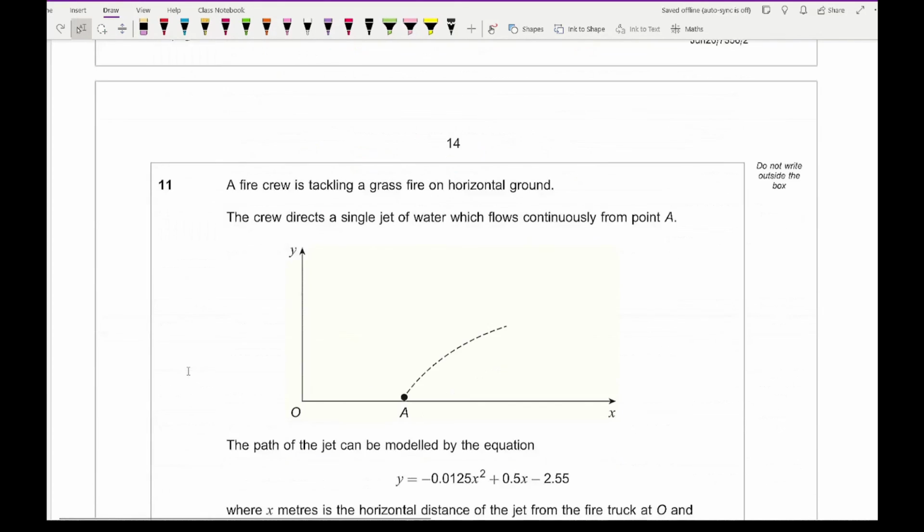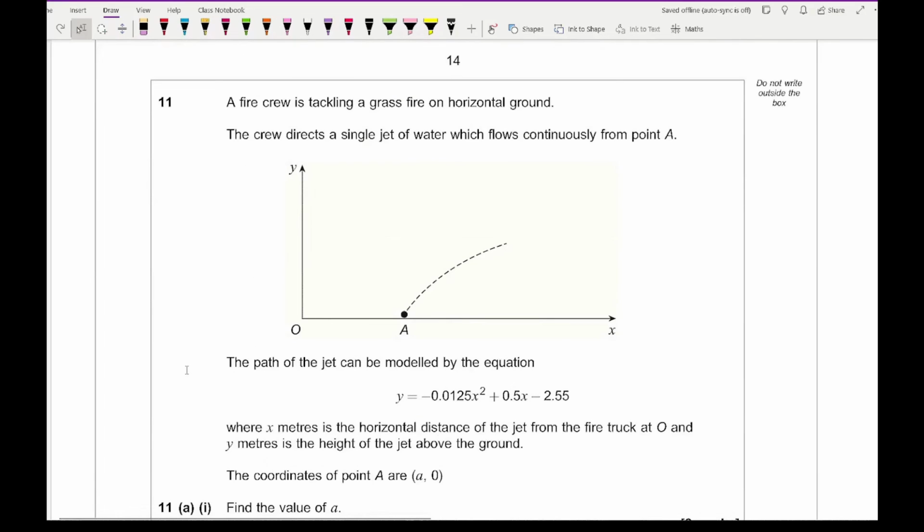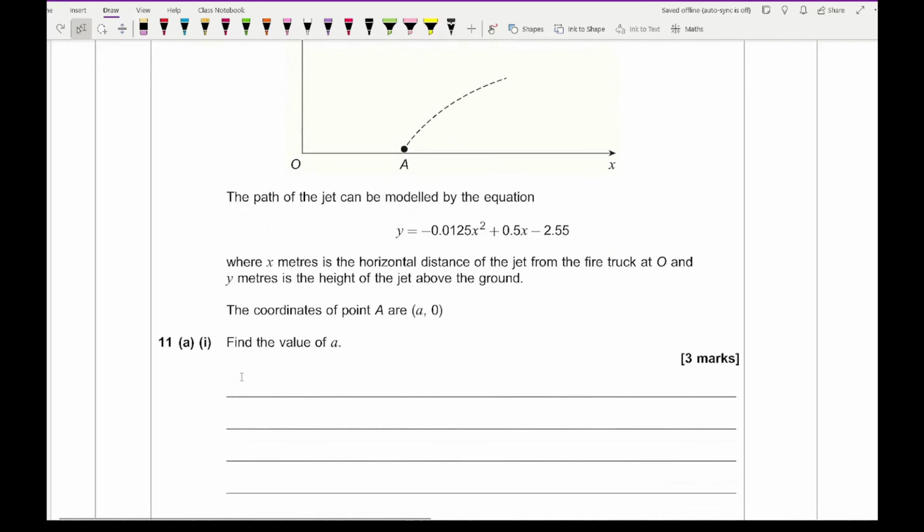Then moving on to our last question on this section A, it says that a fire crew is tackling a grass fire on horizontal ground. The crew directs a single jet of water which flows continuously from point A. The path of the jet can be modelled by the equation y equals -0.0125x squared plus 0.5x minus 2.55, where x meters is the horizontal distance of the jet from the fire truck at O, and y meters is the height of the jet above the ground. The coordinates of A are (a, 0). Find the value of a.